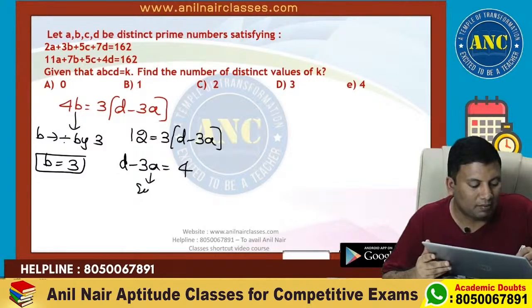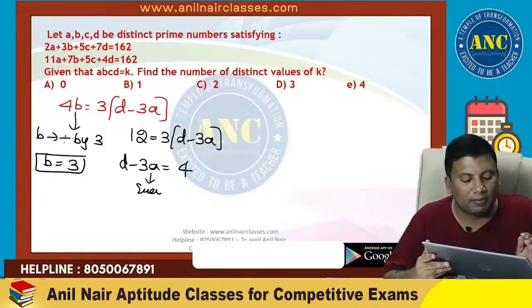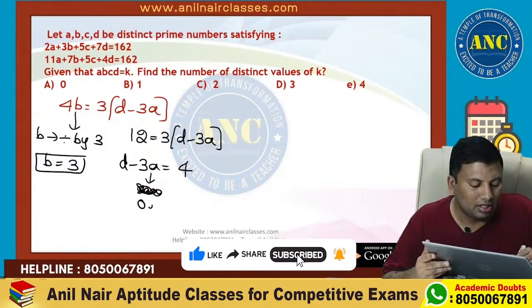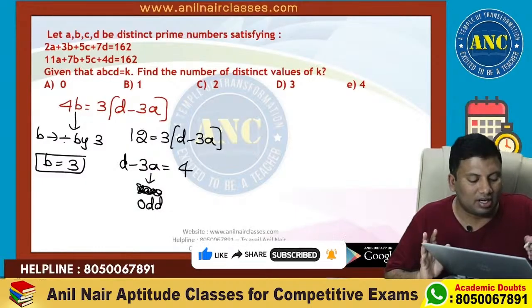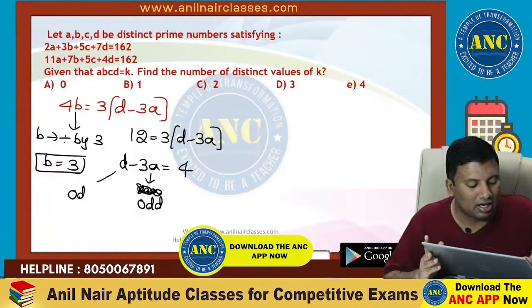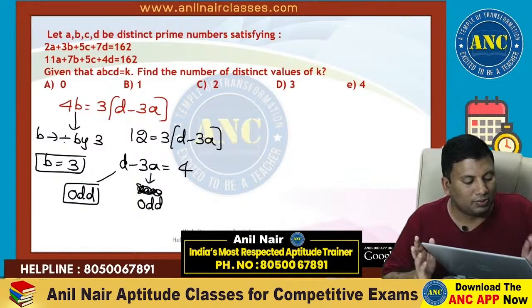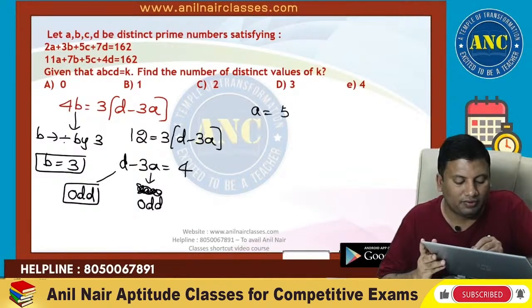If A is even, even into even is even, even plus even is even, so D will be even. This is not possible. A has to be odd. Odd into odd is odd, odd plus even is odd. A will be odd and D will be odd. So 2 cannot be possible. 3 is already given.